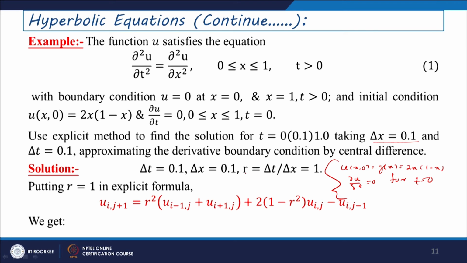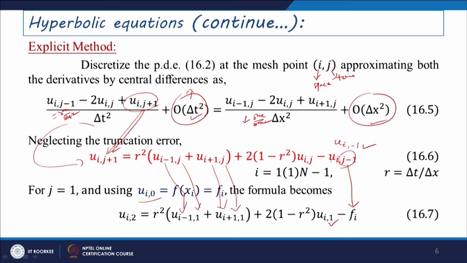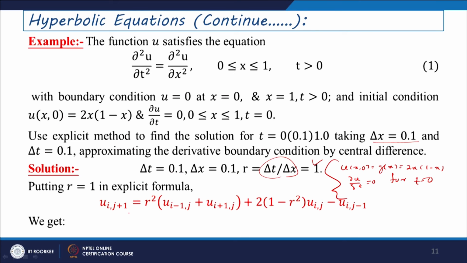So r is defined as del t by del x, so 0.1 by 0.1, which is 1 here. And if we put r equals 1 in the explicit formula, it is written as u i, j plus 1 equals u i minus 1, j plus u i plus 1, j plus 2 into 1 minus r square u i j minus u i, j minus 1. So this is the explicit formula that I have just defined.